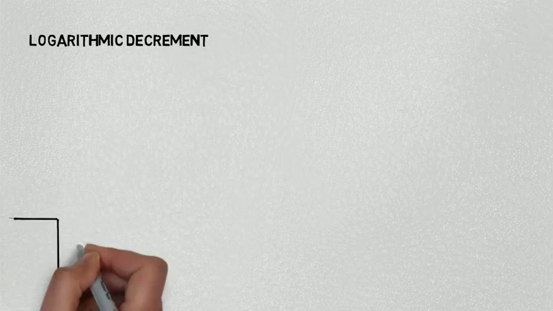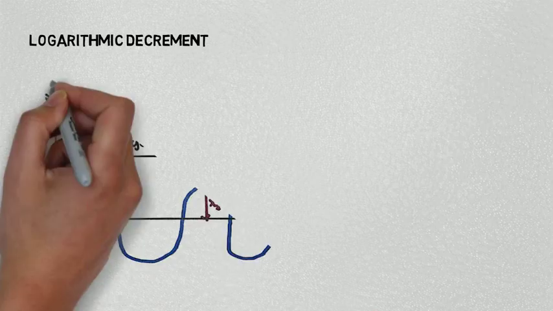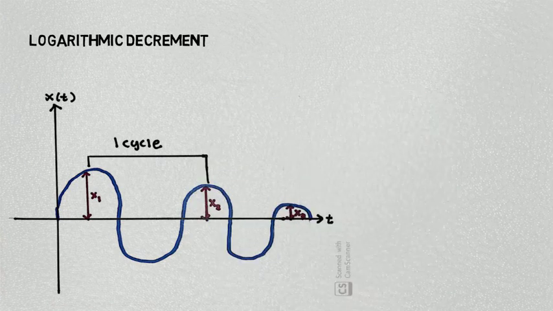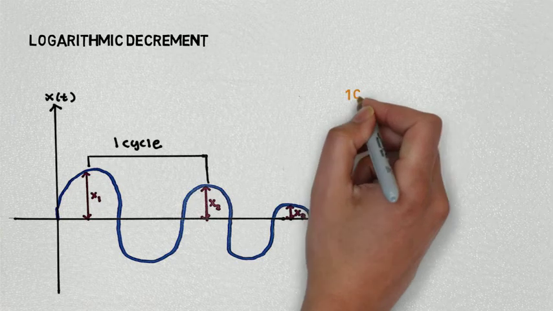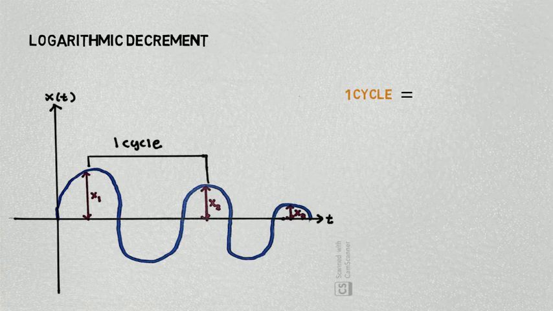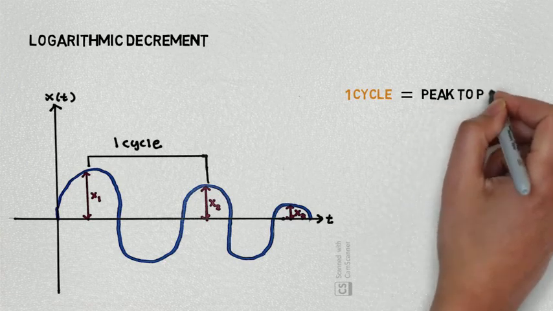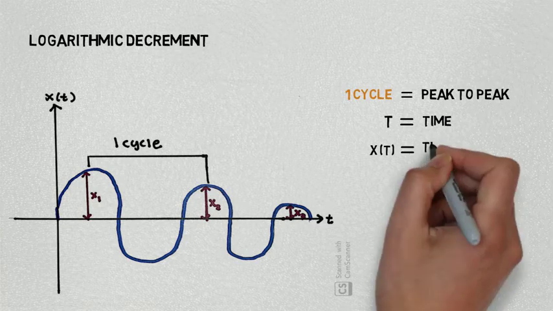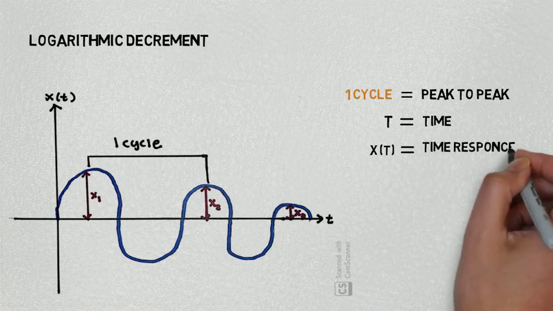Another important thing that you need to know is logarithmic decrement. Logarithmic decrement is the sinusoidal graph that is produced in the free vibration chapter. The one cycle represents peak to peak, where T represents time, and x of t represents the time response of the displacement.